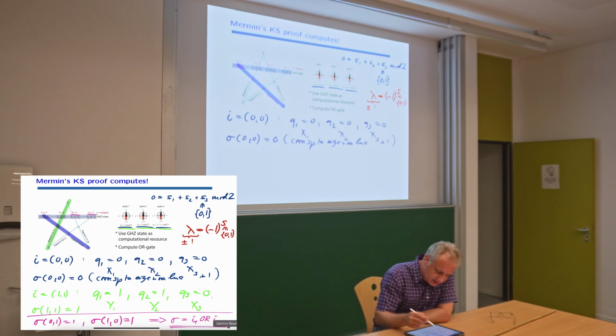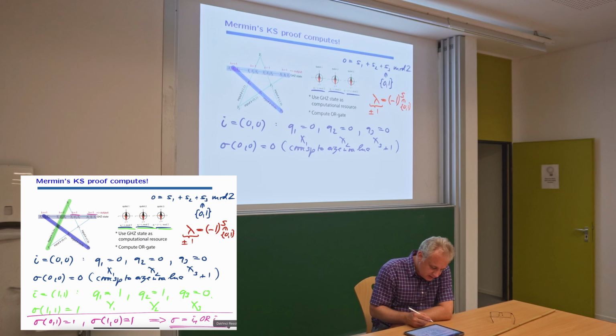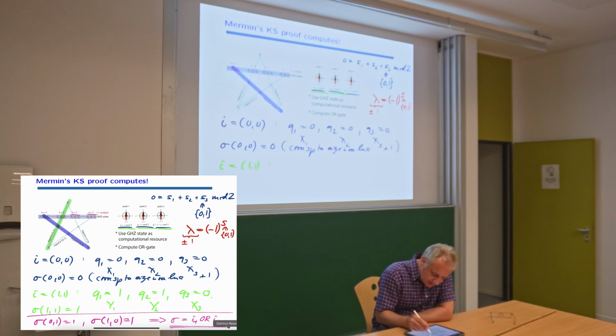Just for good measure, let's do another case. Is anybody interested in a particular one of the remaining cases? Okay, then let me do the case of 1, 1. I'm looking at these relations again, so you tell me, Q1 is? 1. Yes. Q2 is the same, and Q3 is what? 0. Okay, so this means Y1 is measured, Y2 is measured, and X3 is measured.